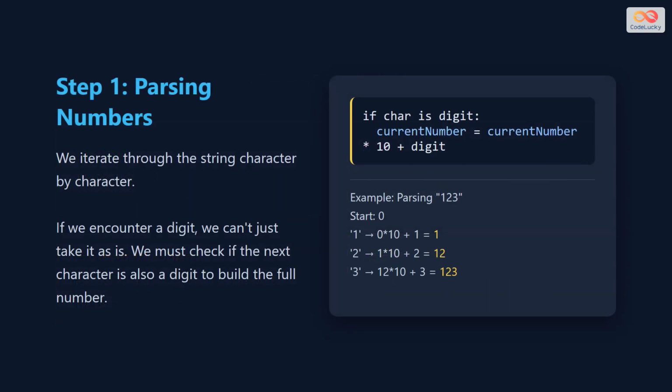We start by iterating through the string. If we see a digit, we cannot just take it alone. We must check if the next character is also a digit. We use the formula current number times 10 plus the digit to build the full integer, like turning the characters 1, 2, and 3 into the number 123.